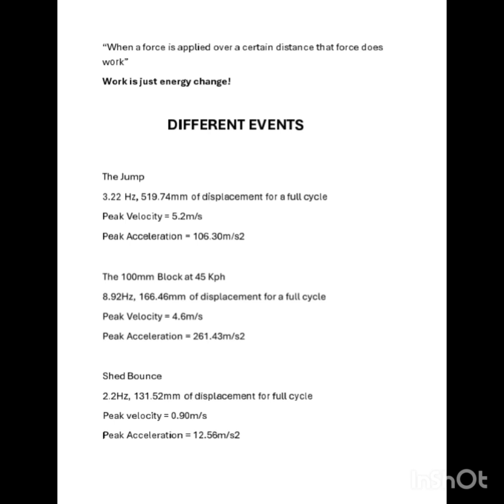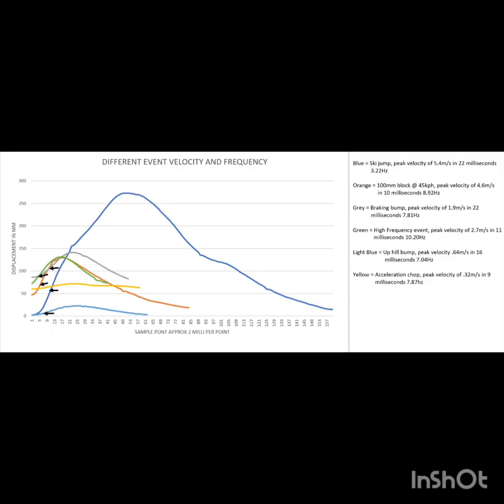Now you can see the block has a far higher frequency, much lower displacement. Peak velocity is 4.6 meters per second, and peak acceleration much faster at 261.43 meters per second squared. And then, out of curiosity, I did a shed bounce, so we get 2.2 hertz there, 131 mil of displacement, peak velocity of 0.9 meters per second, and a peak acceleration of only 12.56. So now there'll be some graphs that pop up on the screen.